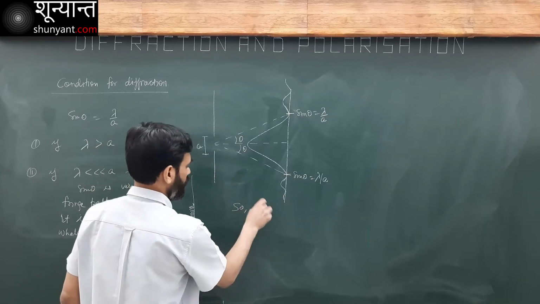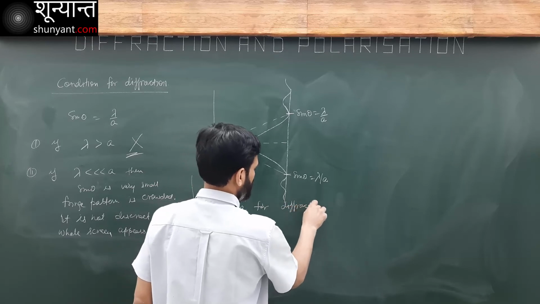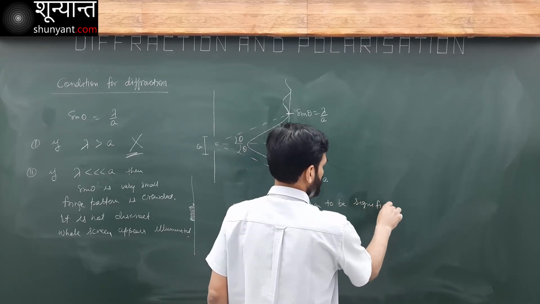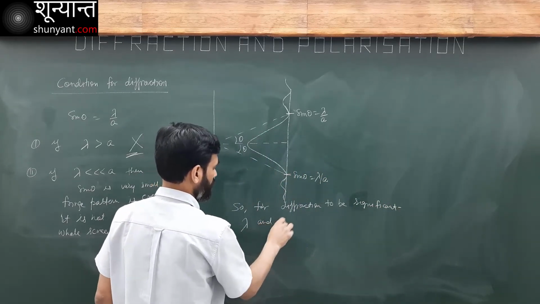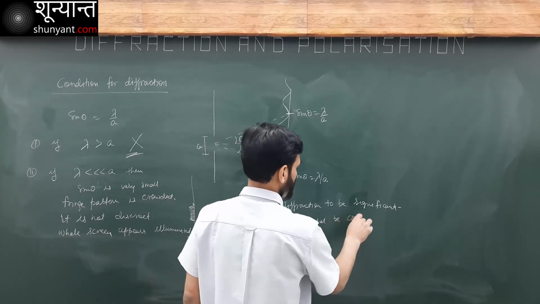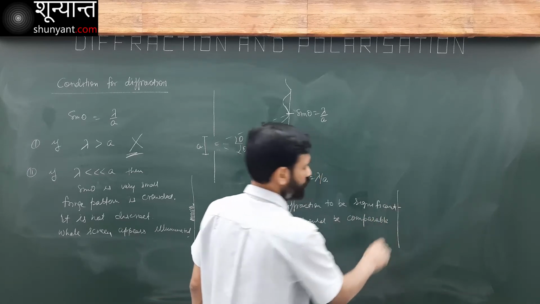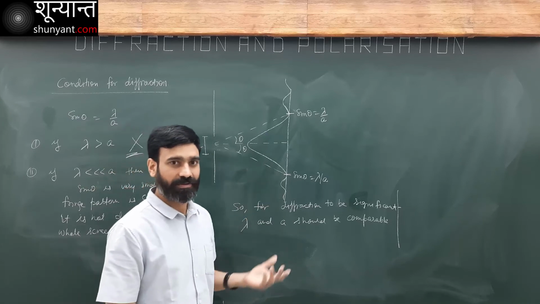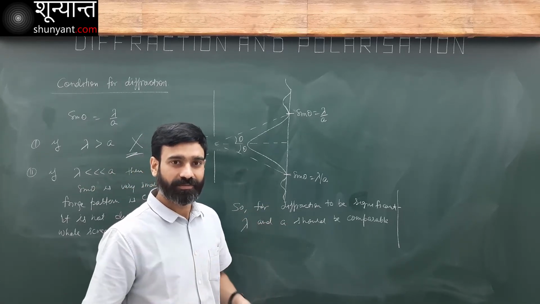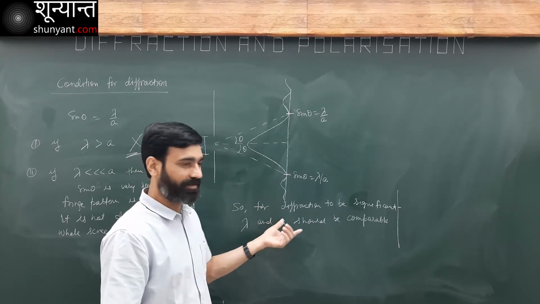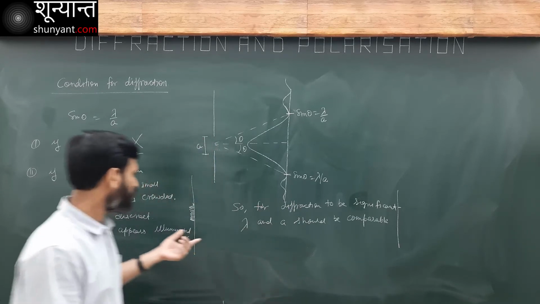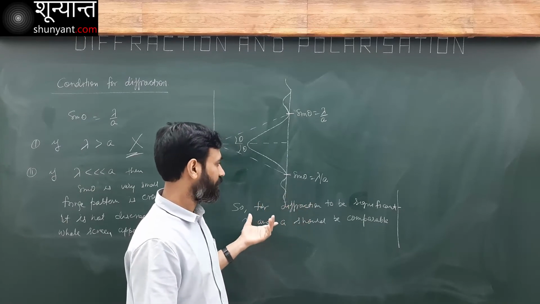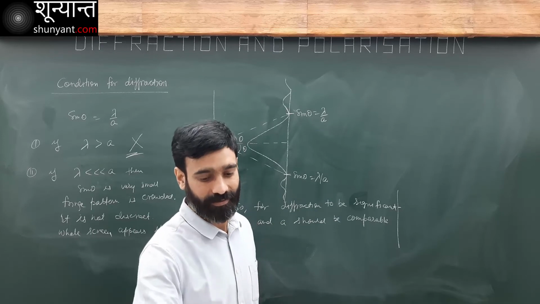So for diffraction to be appreciable or significant, lambda and a should be comparable. Only then will the diffraction effects be visible and become significant. If the wavelength is too much compared to the aperture size, there is no diffraction. If lambda is too small compared to the aperture, even if there is diffraction, it will not be visible to us. We cannot see the diffraction effect. For the diffraction effect to be significant, lambda should be comparable to A.